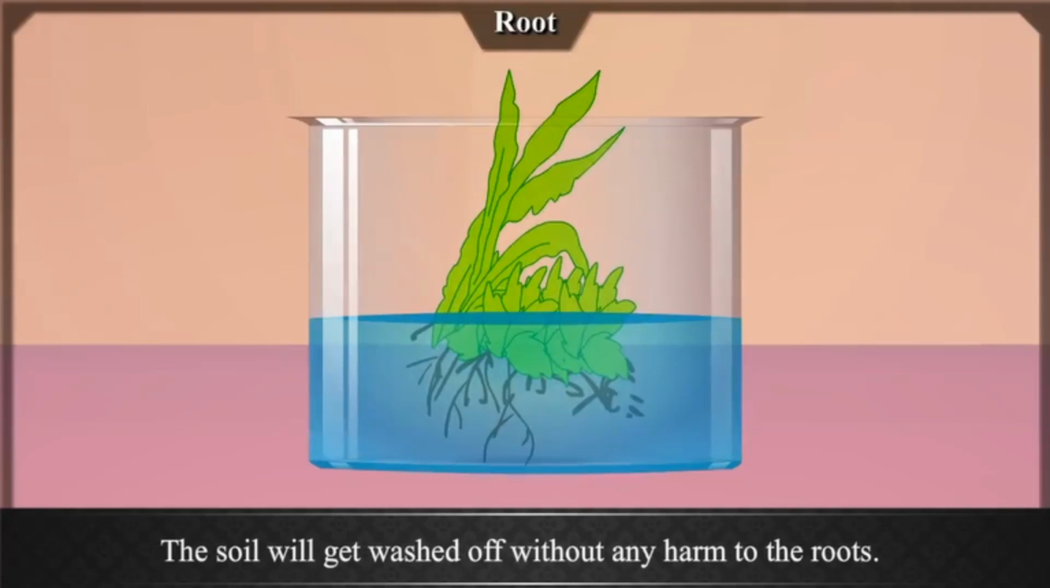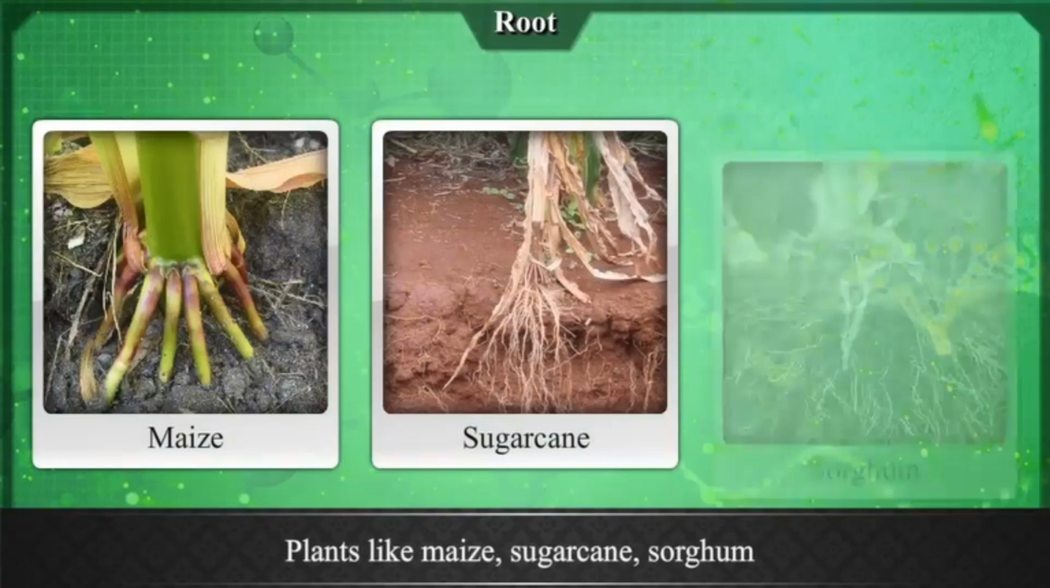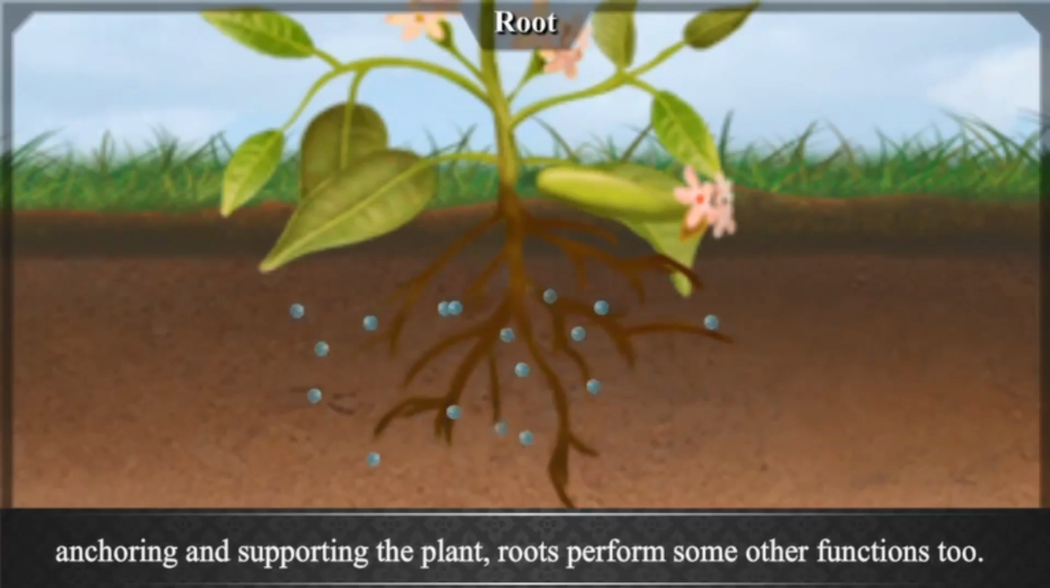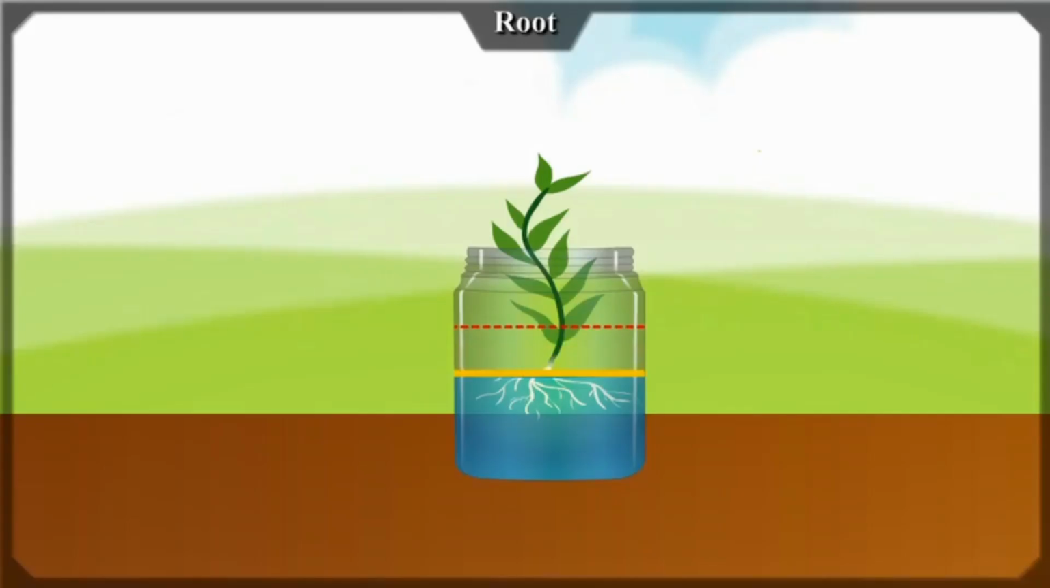Plants like maize, sugarcane, sorghum have 2 types of roots. Some roots are underground, whereas some grow from the stem just above the soil. The latter are called adventitious roots. Besides the normal functions like absorption of water and minerals, anchoring and supporting the plant, roots perform some other functions too. Some roots show modifications to perform these additional functions. Some examples of such modified roots are aerial roots, stilt roots, runners, breathing roots, that is, pneumatophores, etc.